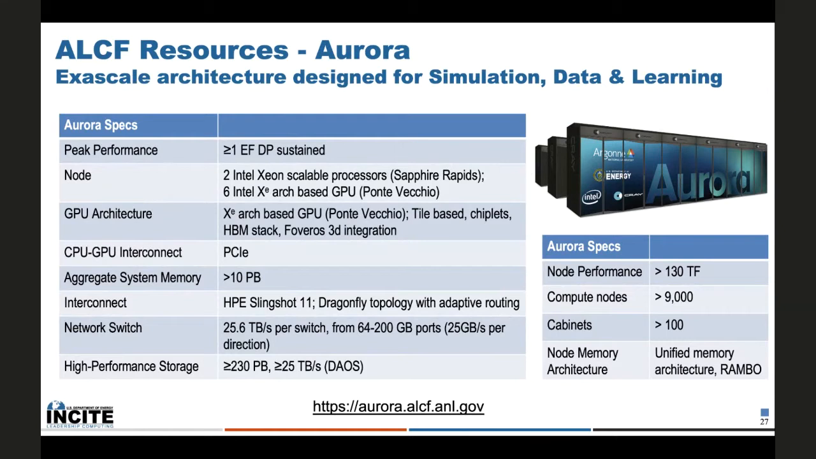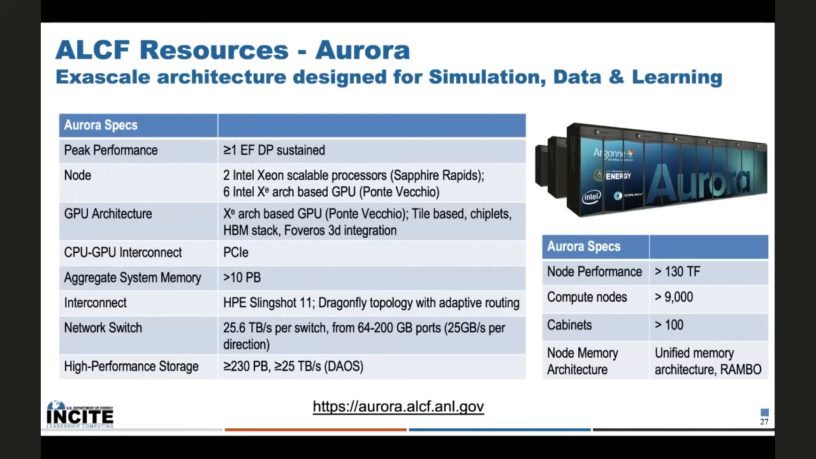So coming soon to the ALCF is Aurora, an exascale architecture designed for simulation, data, and learning. A sustained double precision performance of more than 1 exaflop will be delivered by compute nodes, each having 2 Intel Xeon CPUs and 6 Xe Intel GPUs, all with unified shared memory.